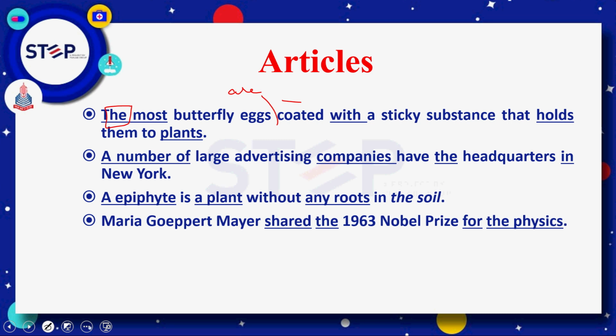Headquarters, their headquarters may be there, but headquarters shouldn't have any article with them. An epiphyte. This article should be an, because the word epiphyte starts with a vowel, and a word starting with a vowel takes an. Maria Goeppert Mayer shared the 1963 Nobel Prize for the physics. Physics is a subject, and we don't use an article with it.